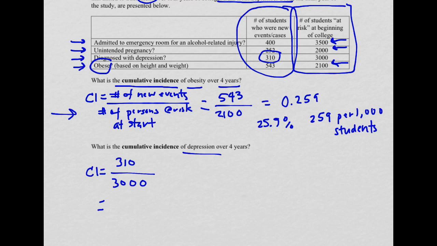Say the 500 students from the beginning survey period were removed, perhaps because they reported that they already had depression at the time, so they could not become a new case of depression. So 310 over 3,000 is 0.103. Again, we can express this as 10.3%, or 103 per 1,000 students. So in this case, a way to express this is that the incidence of depression among our study sample over 4 years was 103 per 1,000 students, or 10.3%.